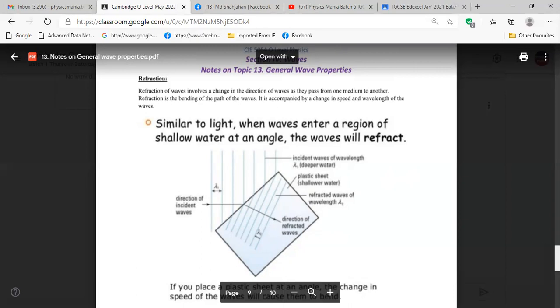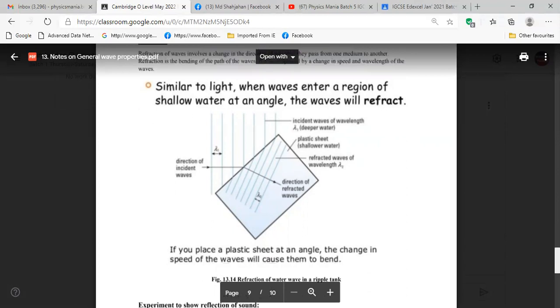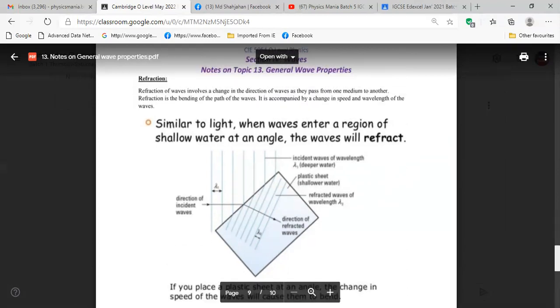Refraction of wave involves a change in the direction of waves as they pass from one medium to another. Refraction is the bending of the path of waves. It is accompanied by a change in speed and wavelength of the waves. Similar to light, when waves enter a region of shallow water at an angle, the waves will refract. If you place a plastic sheet at an angle, the change in speed of the waves will cause them to bend. Now here are some very important things you have to remember.